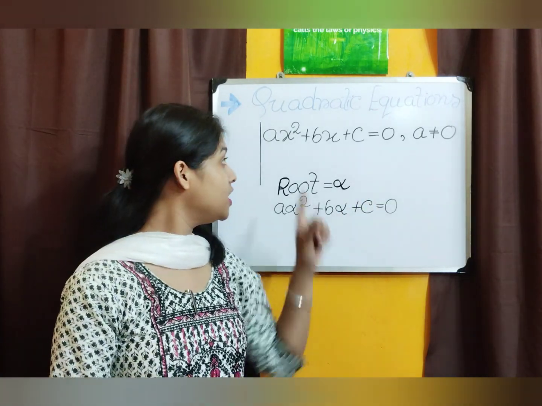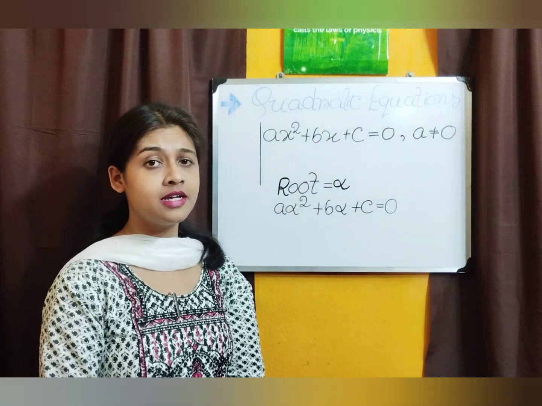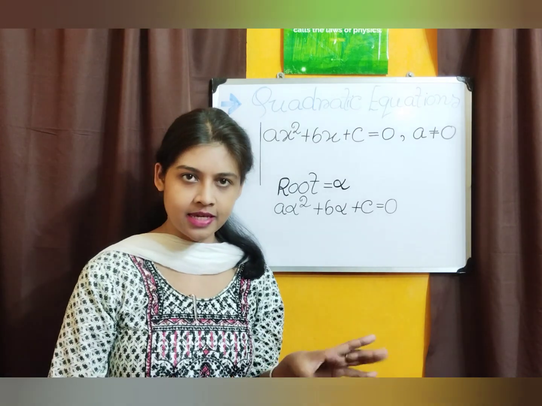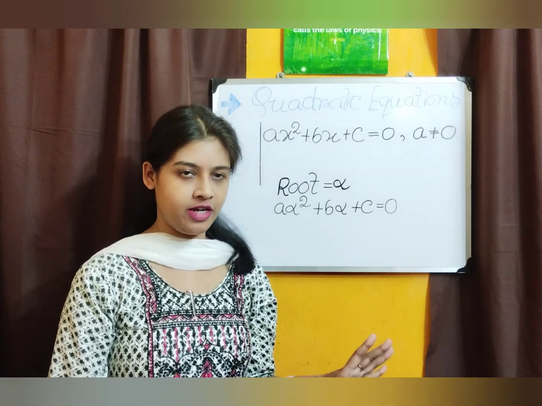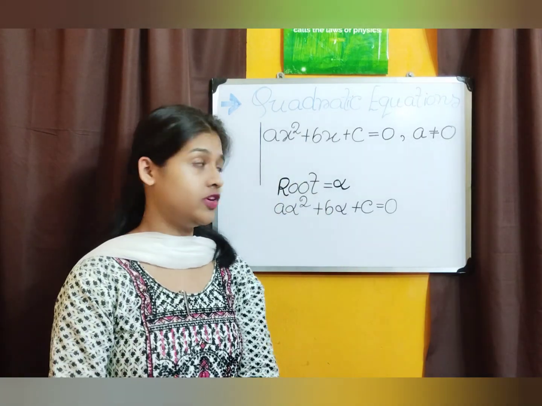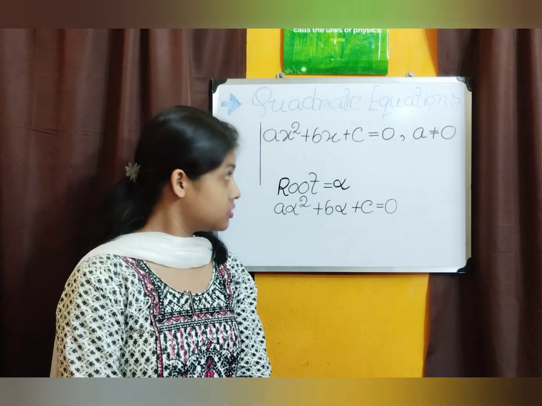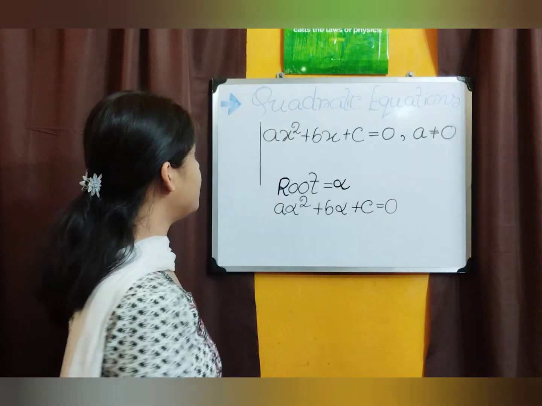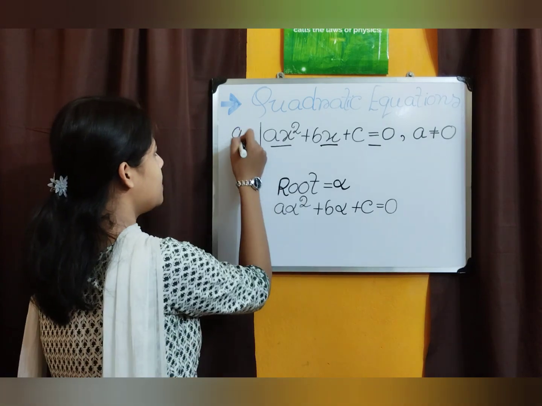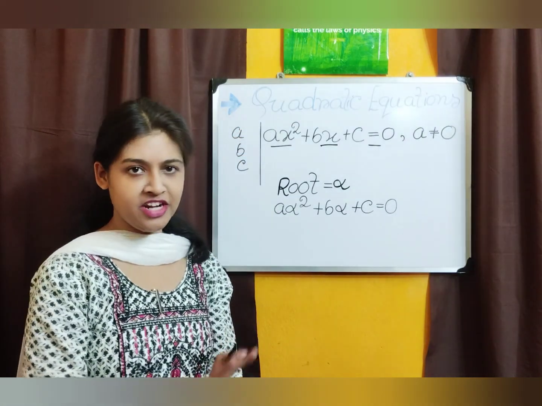So this is an equation which is actually a quadratic equation in single variable, because here x is the variable and here we can see that there is only one variable present. So this is a quadratic equation in single variable. So you will ask me why a not equal to 0? So I can say, in ax square plus bx plus c equal to 0, a, b and c can be any real number.